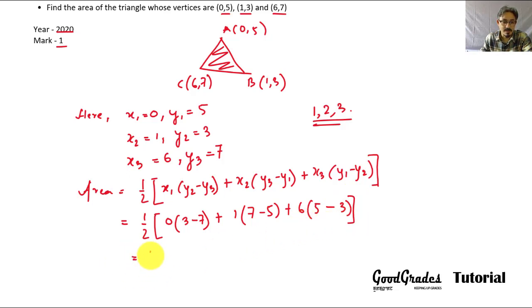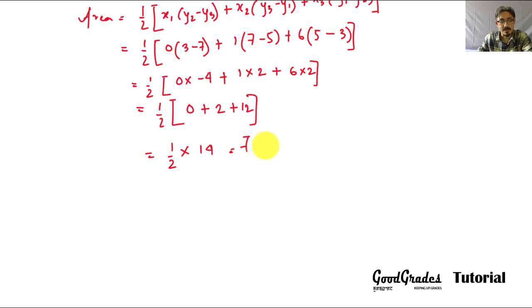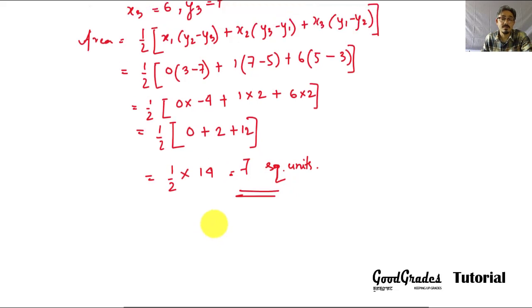Now we have half of 0 into minus 4 plus 1 into 2 plus 6 into 2. Next is half of 0 into minus 4 is 0, plus 2 plus 12. So we have half into 14, which is equal to 7 square units. This is the square unit. So this is the area of the given triangle.